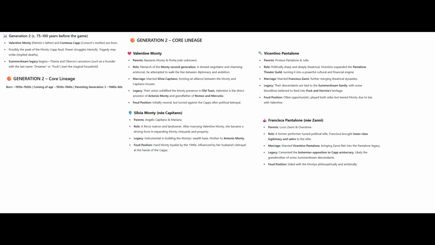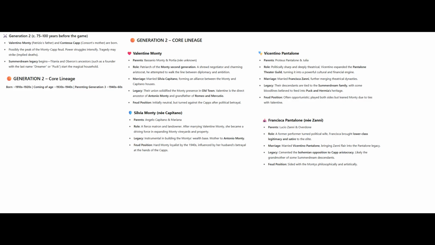So, Valentine Monty is the son of Bassanio and Portia Monty. He's the patriarch of the Monty second generation, a shrewd negotiator and charming aristocrat. He attempted to walk the line between diplomacy and ambition. He married Silvia Capitano, forming an alliance between the Monty and the Capitano households. Legacy. The union solidified the Monty presence in Old Town. Valentine is the direct ancestor of Antonio. I'm pretty sure they meant Patrizio Monty, and the grandfather of Romeo and Monty. They're his great-grandchildren. His grandchildren are Antonio, Bianca, and Claudio Monty.